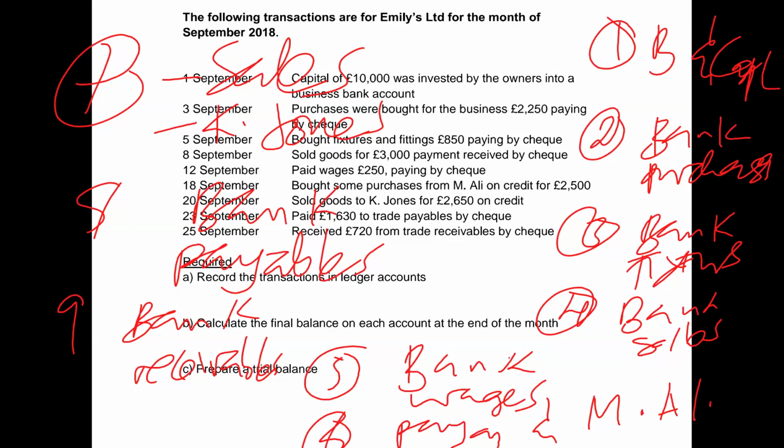So first, capital of 10,000 was invested by the owners into a business bank account. So the bank was receiving from the capital account. So you debit the bank, right?